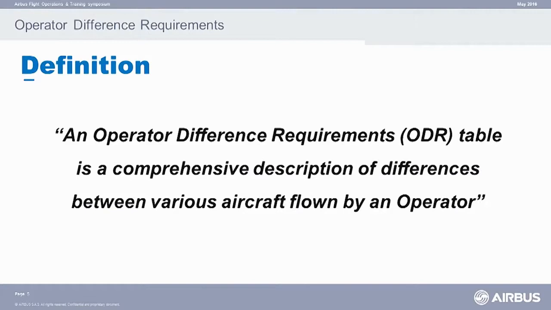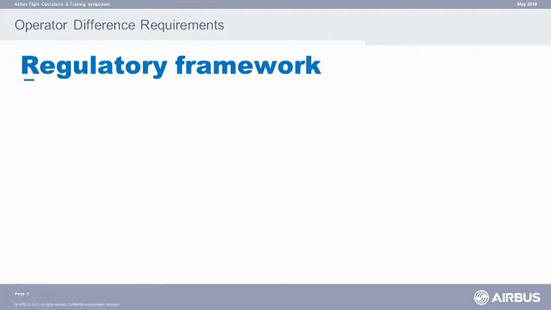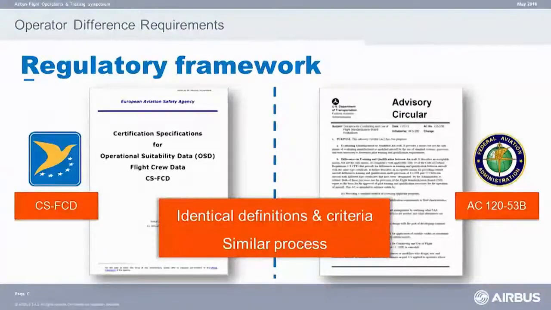So the definition is this one. An ODR, an operator difference requirements table, is a comprehensive description of differences between various aircraft flown by an operator. This definition comes from the regulation, the one I showed you yesterday. On the European side, this is the certification specification flight crew data, and with the equivalent on the American side, the advisory circular 120-53B. And once again, we have identical definitions and criteria for this concept of ODR table, and we have a similar process for both.